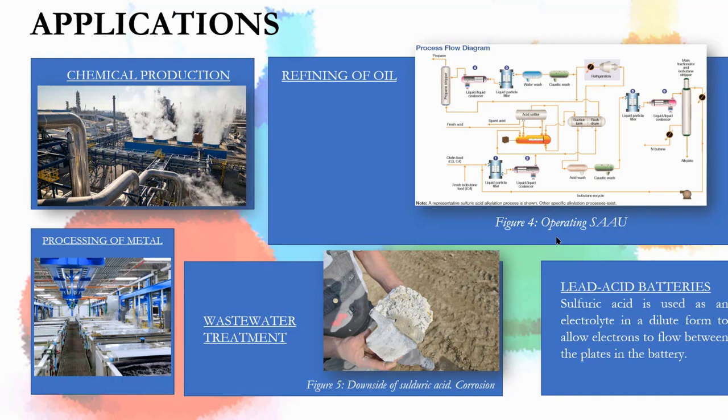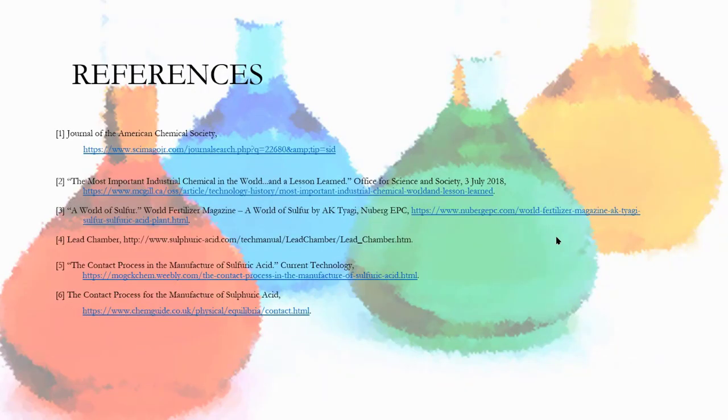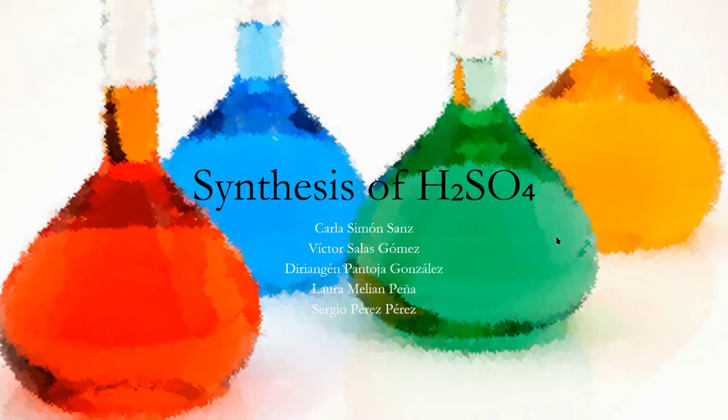Finally, lead-acid batteries are the backbone of the automobile sector. In fact, they were invented by a Frenchman, Gaston Planté, in 1859, whose design is still employed in vehicles. Sulfuric acid is used as an electrolyte in a dilute form to allow the electrons to flow between the plates in the battery, which of course follow Faraday's law for electrolysis.